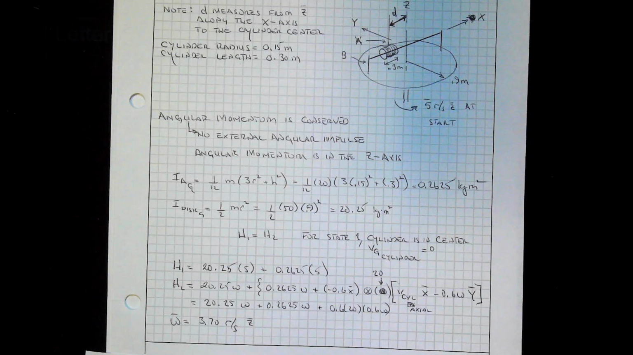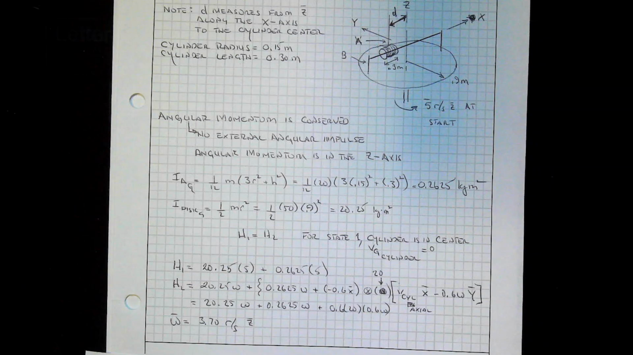We already used these a little bit earlier. For cylinder A, here's the equation for mass moment of inertia about the centroid. Apply the numbers, it comes out to 0.2625. I had mentioned that earlier. The disk is simply 1/2 mr squared, which works out to 20.25. We use that in the page we just showed. So we have conservation of momentum because there is no external angular impulse.